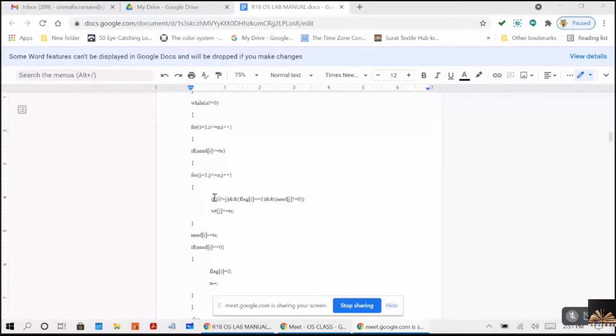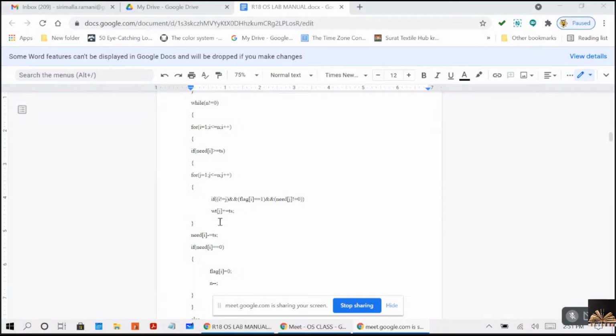So initially, here I am checking 2 conditions. One is checking with the need, with the burst time, right? I is not equal to j, and flag of I is equal to 1. Flag of I equal to 1 means what? The job is not completed yet. And the need of j is not equal to 0, that means it also requires the CPU time, right?